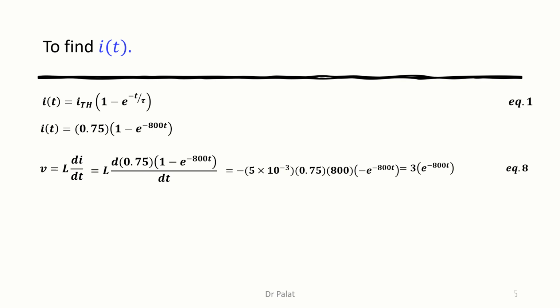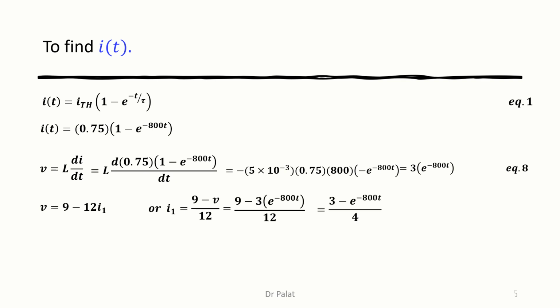Now you have found the voltage across the inductor and the current across the inductor. Now you have to find I1 in loop 1. Go back to the first circuit, and you have 9 minus 12 I1 using Kirchhoff's law. Substitute all the values and simplify it, so you get this. Now we have found all the unknown values. Thank you very much.